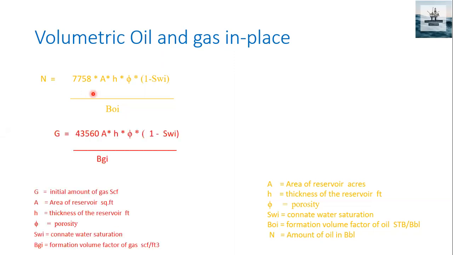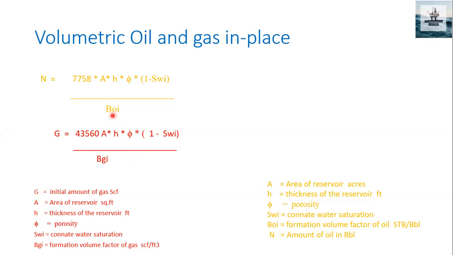When it comes to gas, this is the formula to estimate gas. Same formula. The only change we can see is that 1 minus SWI is there here also. If you want to estimate the amount of gas in place inside the reservoir, you need to ignore connate water saturation. Apart from that, the reserves carry oil as well as gas. If it is a gas reserve, only gas will be present. So this is about G with respect to connate water saturation.